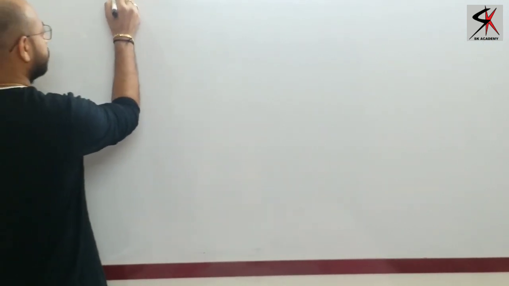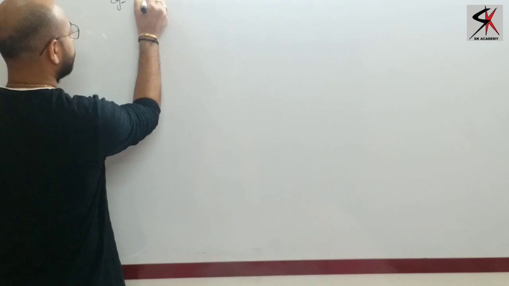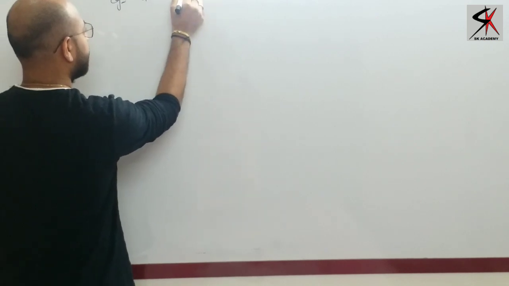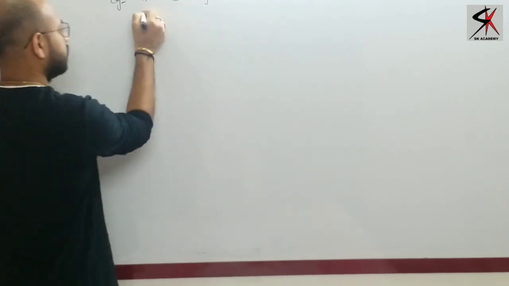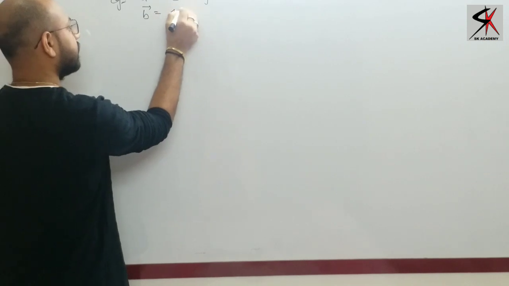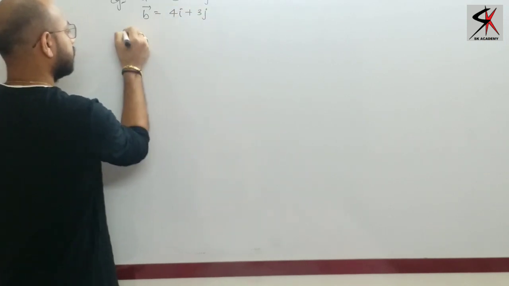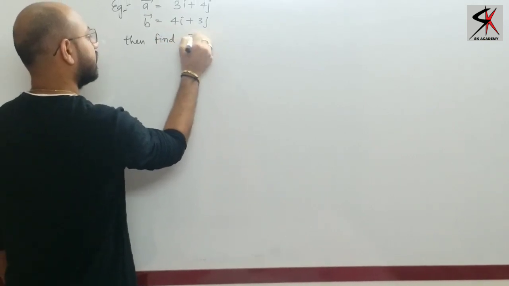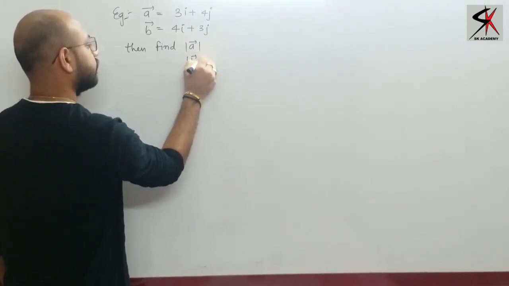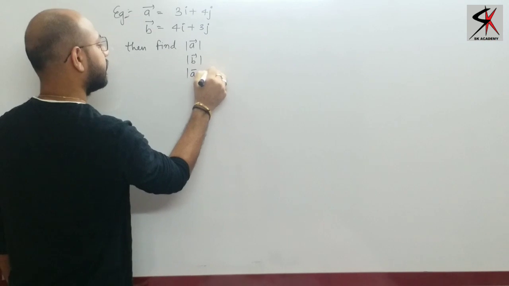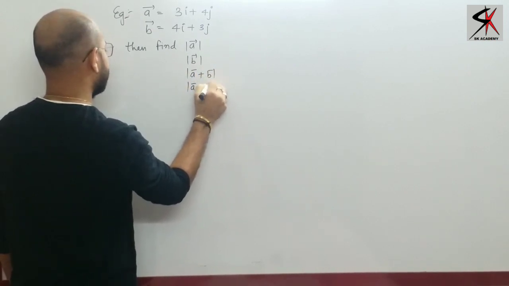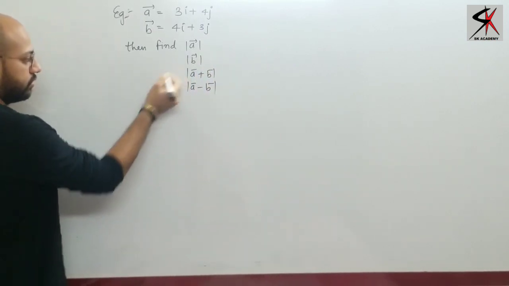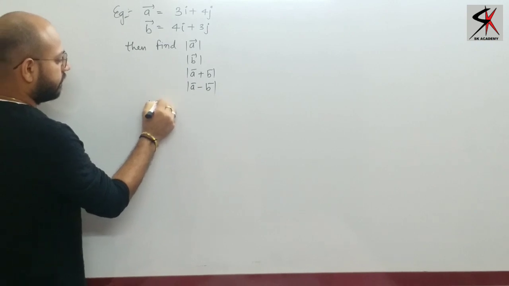Now in this sum you are given that a bar is equal to 3i plus 4j and b bar is equal to 4i plus 3j. Then find the magnitude of a bar, magnitude of b bar, magnitude of a bar plus b bar, and magnitude of a bar minus b bar. Okay.